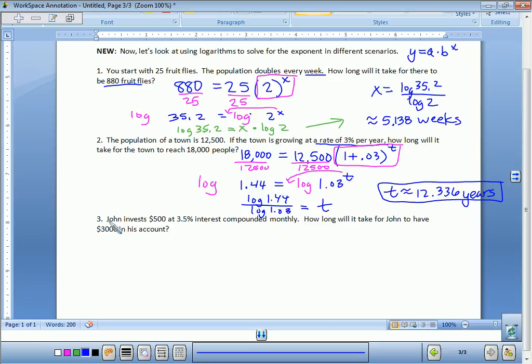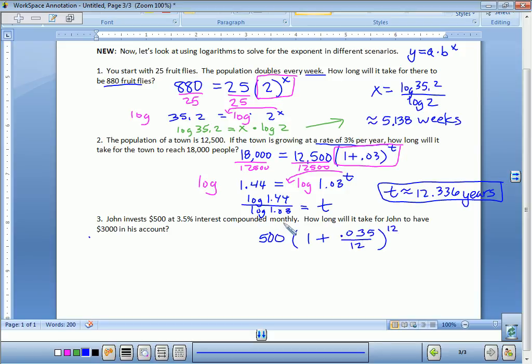Okay, number 3. John invests $500 at 3.5% compounded monthly. How long will it take him to have this much? Now this is a really good problem here. Compounded monthly is generally what happens with our funds. So he's starting out with $500. The interest rate is pretty fabulous for current day and age. 3.5%. That's a great rate. I'd love to have that one.